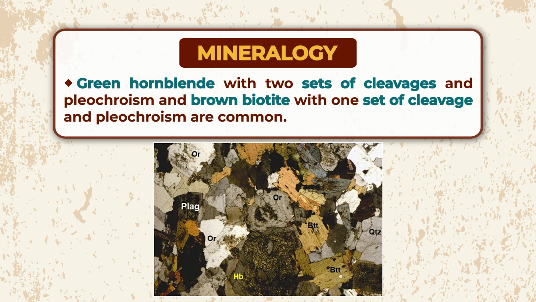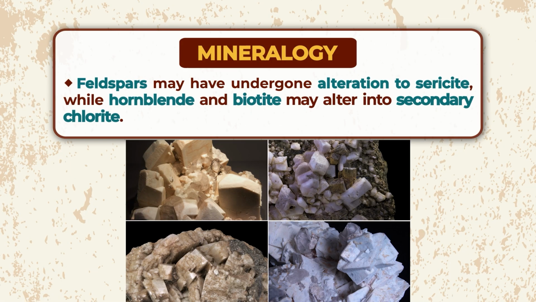Hornblende is known to show pleochroism from greenish color to brown color, and biotites usually also show pleochroism from light brown to dark brown color. And this is how we identify them under the microscope. Feldspars are also known to undergo alteration to sericite, while hornblende and biotite also undergo alteration to a secondary mineral called chlorite.